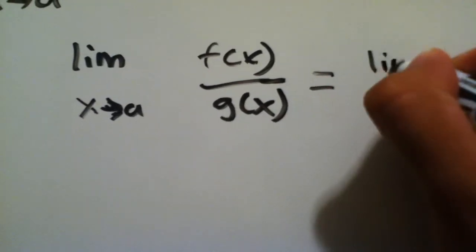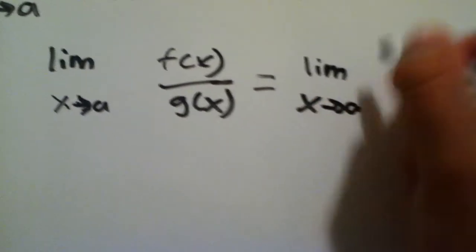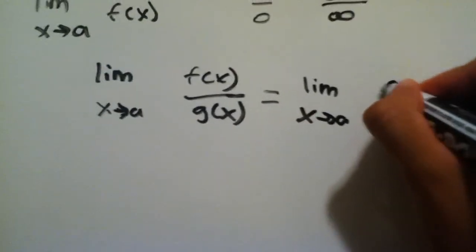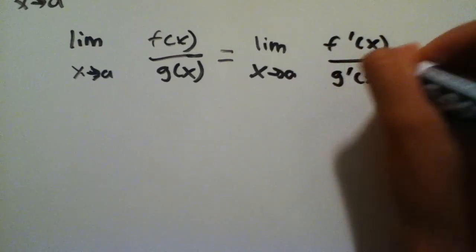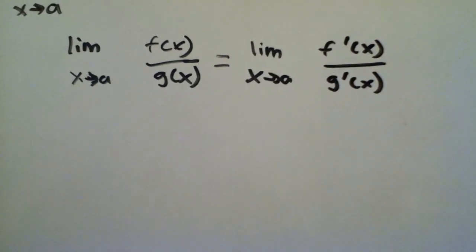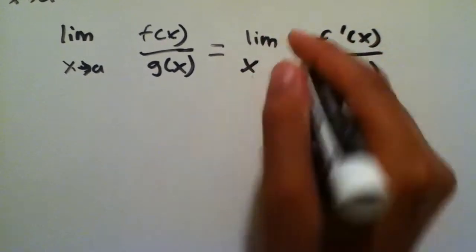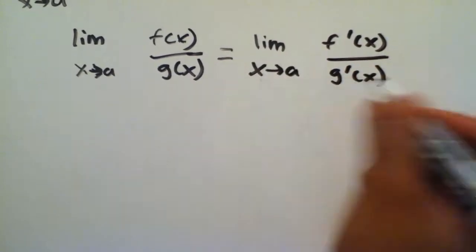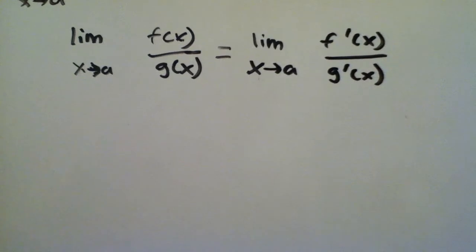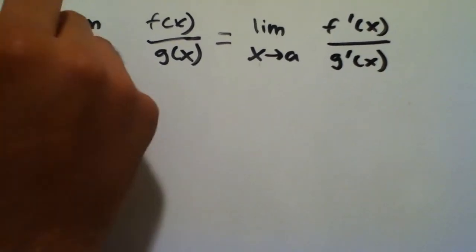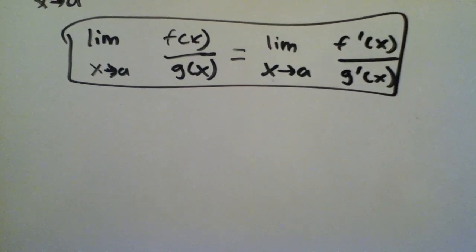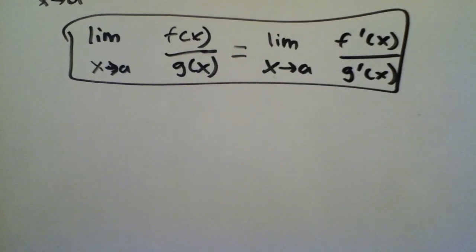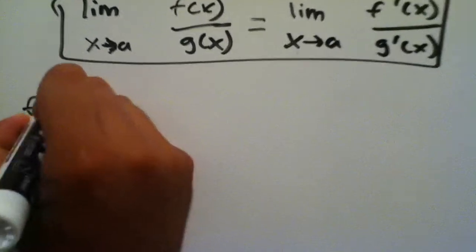Equals, so you're just taking the limit of now the derivative, so f prime of x over g prime of x. And this is pretty much L'Hopital's rule, and the answer that you get on this side will actually be the limit of that original thing. So there you have it.